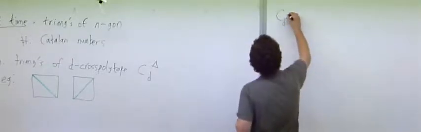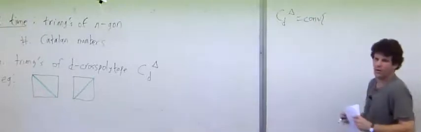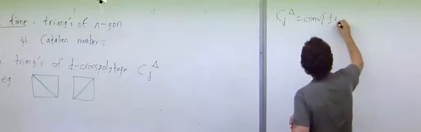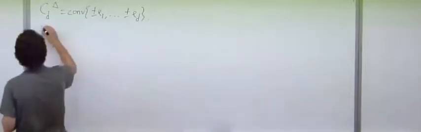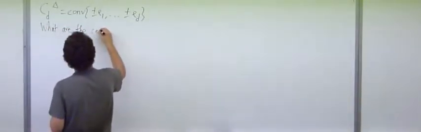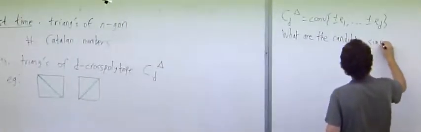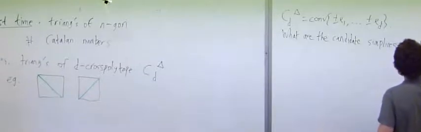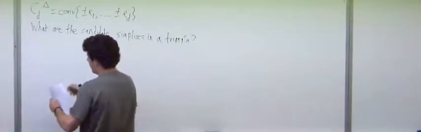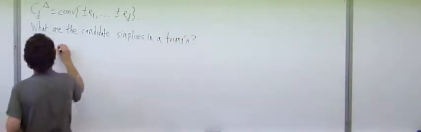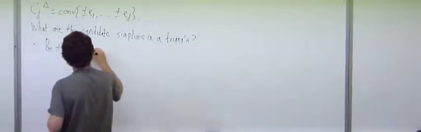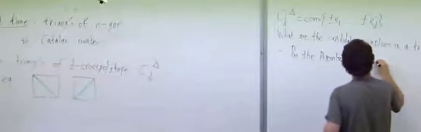So C_d delta is the convex hull of 2d points, and these are plus and minus e1 through plus and minus ed. And I want to first ask, what simplices can I possibly use in a triangulation? Well, for a simplex, I need d plus 1 vertices. So by the pigeonhole principle, I'm going to have e_i and minus e_i for some i.